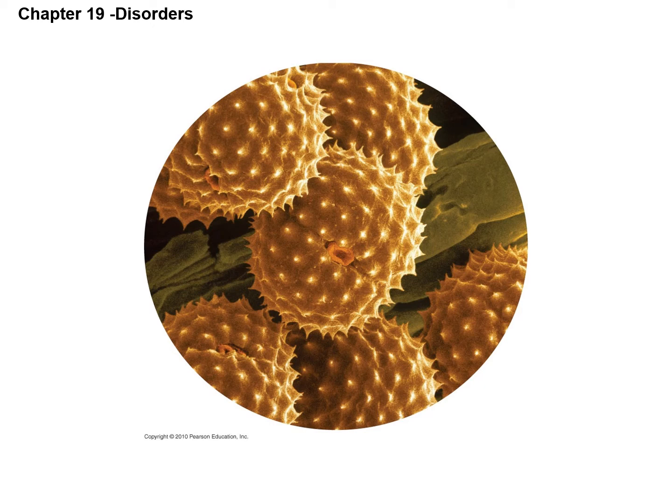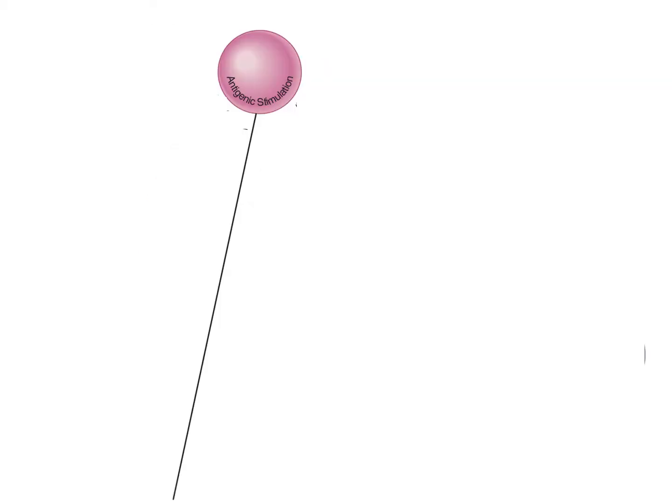This is the lecture for Chapter 19, Disorders of the Immune System. Disorders of the immune system can be divided into two different types. The first type is an overreaction to an antigen. An overreaction means that the immune system is responding to something that is not pathogenic, and these are sometimes referred to as hypersensitivities, because the immune system is hypersensitive, overly sensitive to something that is non-pathogenic.